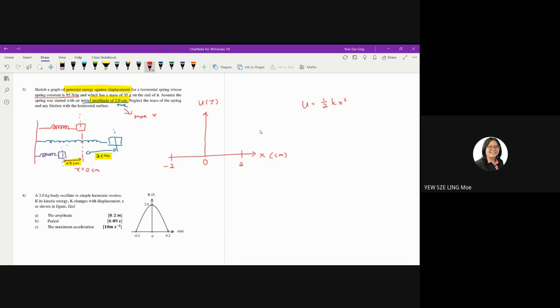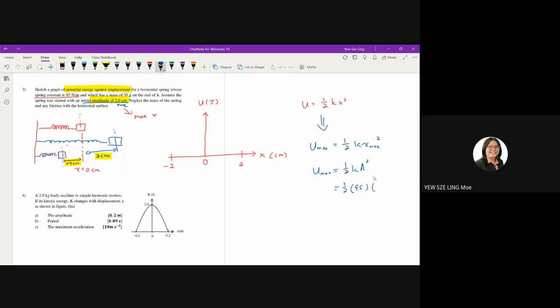So in our graph, we need to plot the maximum U. So U max is equal to 1 over 2 k x max squared, and x max is our amplitude. So you can calculate maximum potential energy by using 1 over 2 k A squared, right? So I have 1 over 2 times the spring constant, 95.